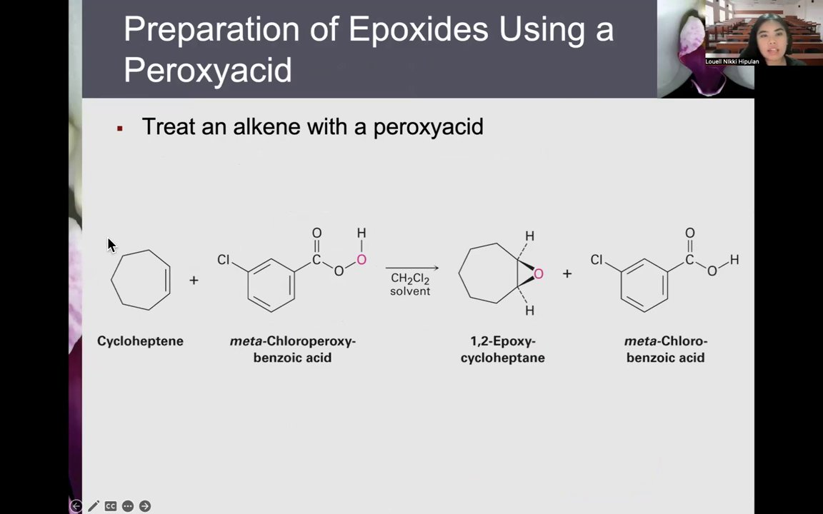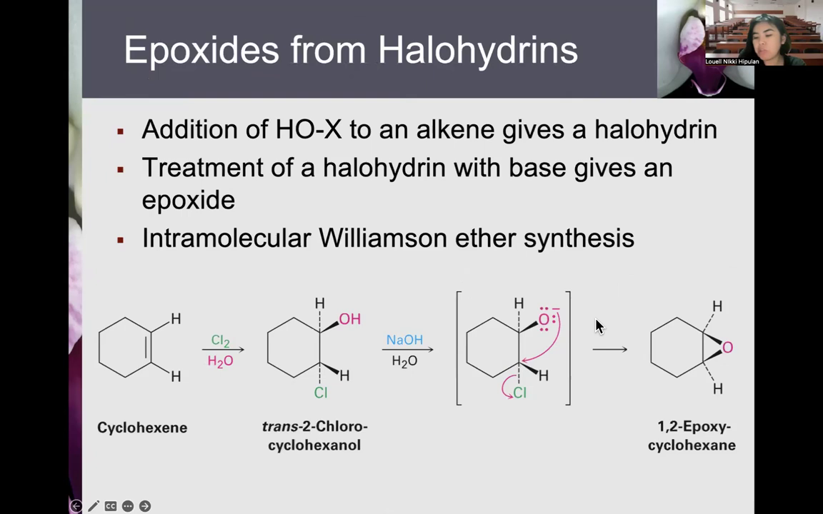So you treat an alkene. For example, you have your alkene here. This one is what you call cycloheptene. You treat it with a peroxy acid. This is already discussed to you. So you will form your epoxide or the three-membered ring compound.